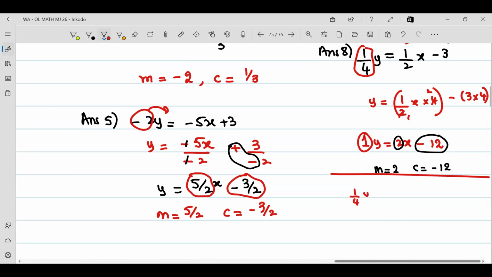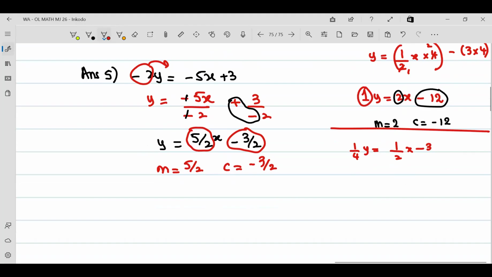That's 1 over 4y. I'm writing down the question again. That's half x minus 3. So you need to understand, 1 upon 4 is multiplying with y, so when it goes there, every term would be divided by 1 upon 4. So half x would be divided by 1 over 4, separately minus 3 divided by 1 over 4.